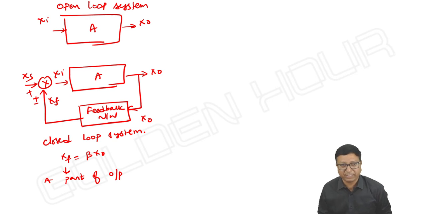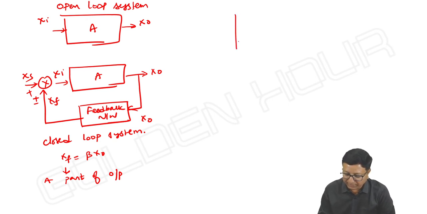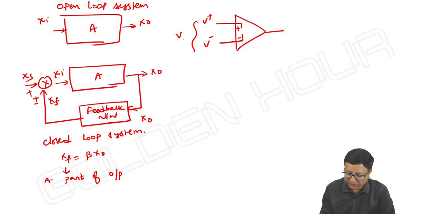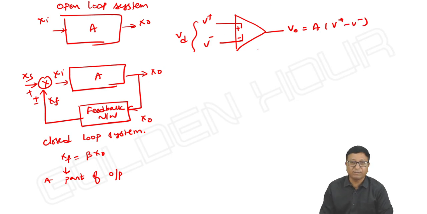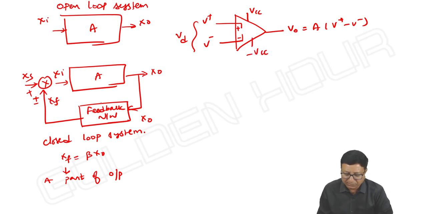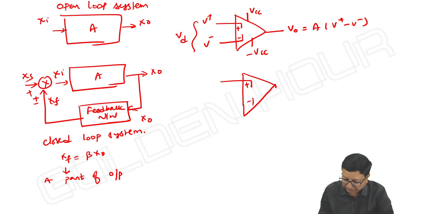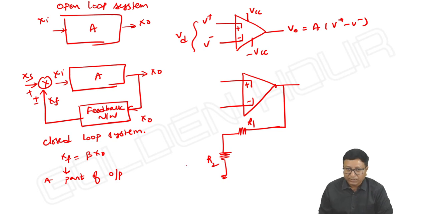The similar story I'm taking here, like I'm taking the operational amplifier, plus minus. It's an open loop system, V plus, V minus, and this is VD. V output is equal to A into V plus minus V minus. We are well aware of it. And of course, it works with the presence of two power supplies, VCC and minus VCC. Now, feedback network means I am applying some feedback to the op-amp like this: R1, R2. So, this is a feedback network.